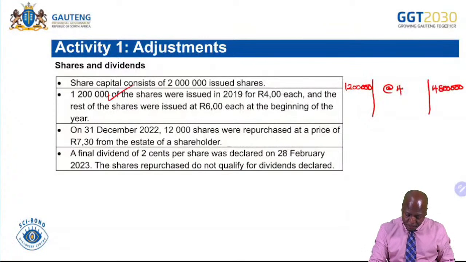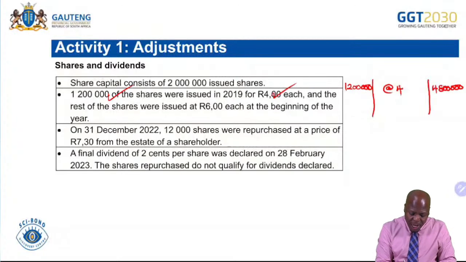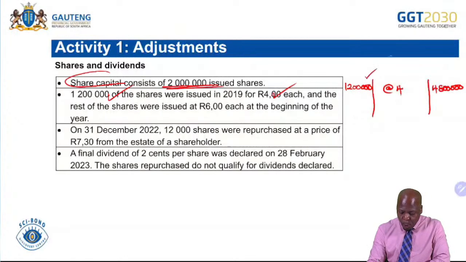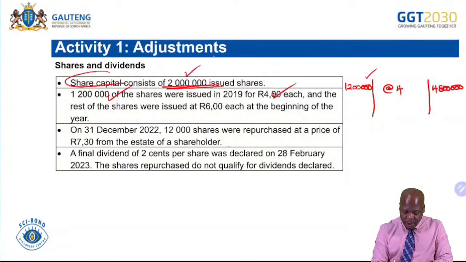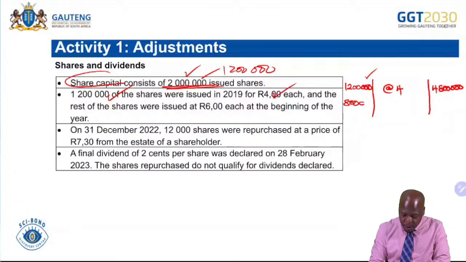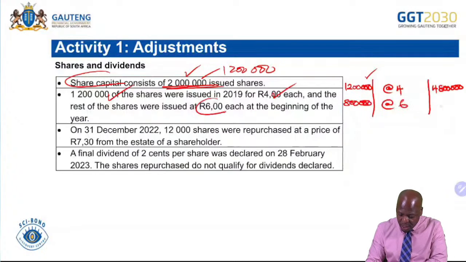All right. This is what they say here. And the rest of the shares, because the share capital consists of 2 million, so the 1.2 was issued at 4 rand, the rest of the shares to make it 2 million. So in other words, I'm saying 2 million minus the 1.2 to give me now 800. So I'm going to come here and issue the 800,000 shares, which were then issued at 6 rand. That will give me again another 4.8 million.